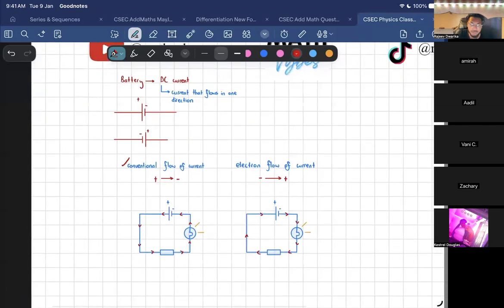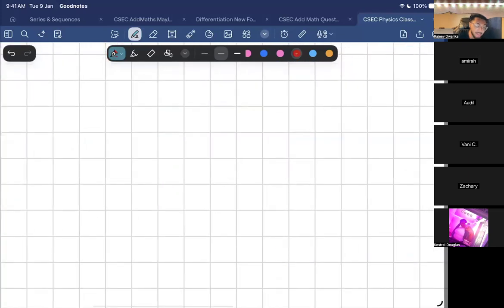So does everybody know what a battery is now? Yes or no? Yes, sir. Okay, and again, we'll always be looking at the conventional flow of current. So that tells us that current goes from where to where? Positive to negative. Right, positive to negative. Cool.